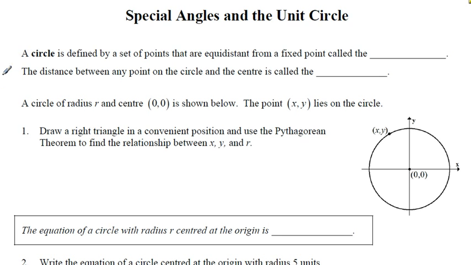Special angles and the unit circle. So a circle is defined by a set of points that are equidistant from a fixed point called the center. The distance between any point on the circle and the center is called the radius.